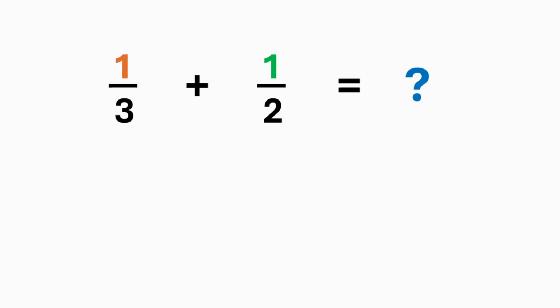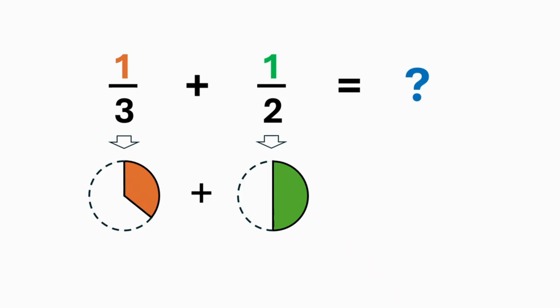Let's start with an addition for the unlike fractions, 1/3 plus 1/2. We can try to draw a model to help us. We show 1/3 and 1/2 using fraction circles. But it's hard to see the total clearly. It doesn't work. How shall we do?